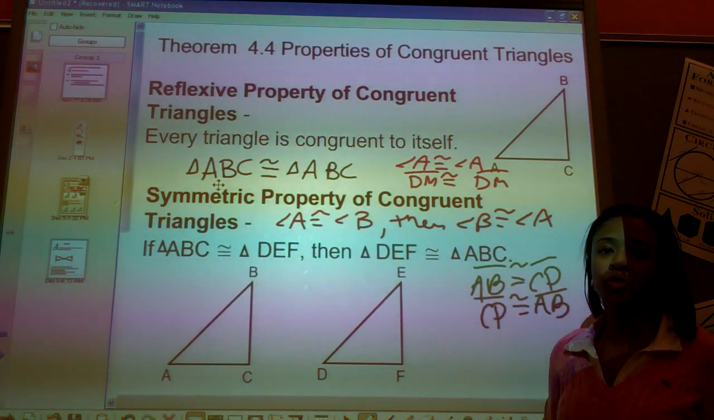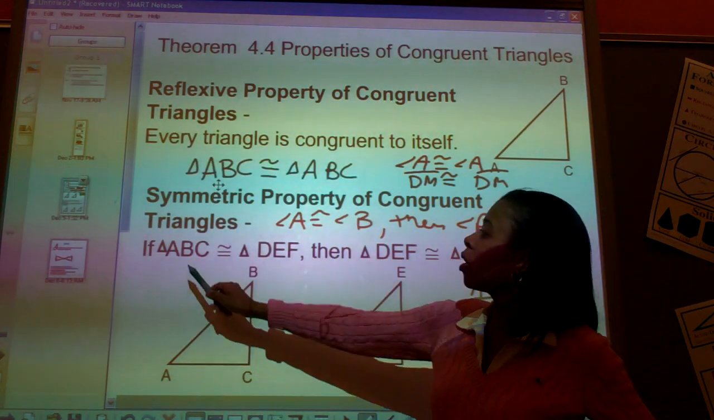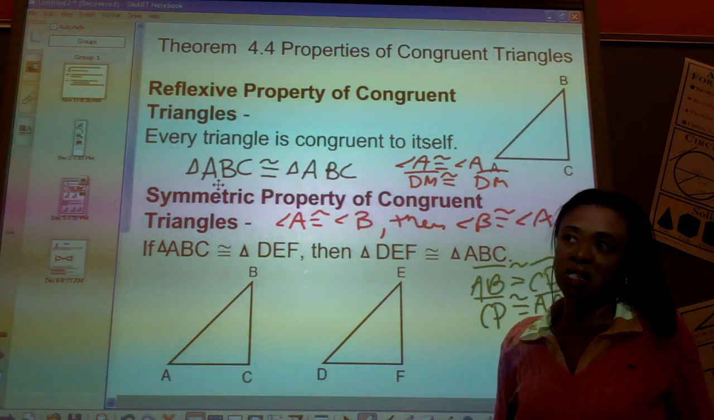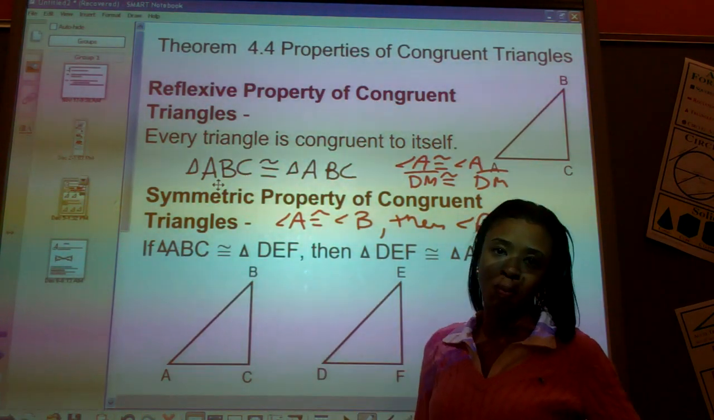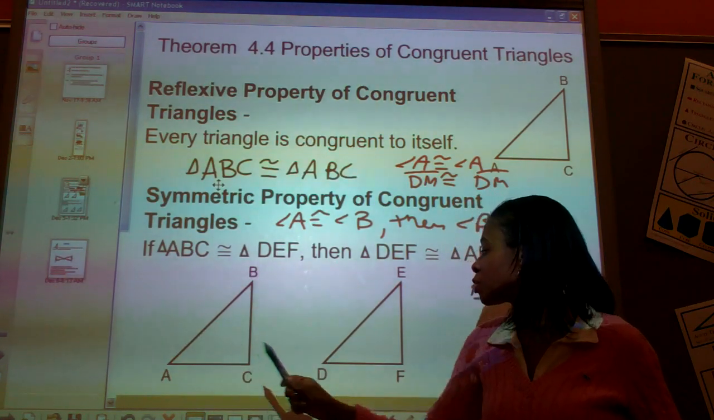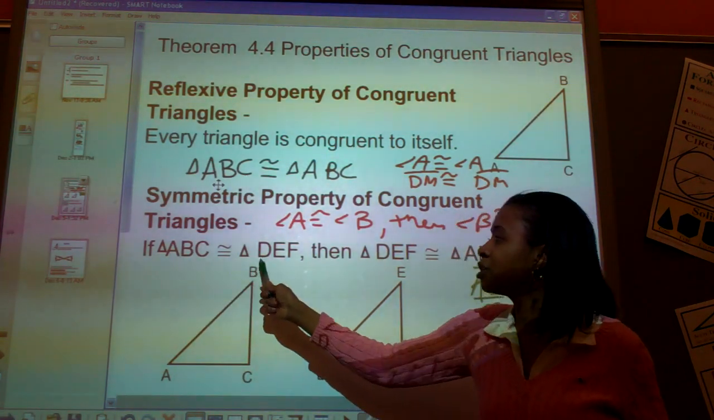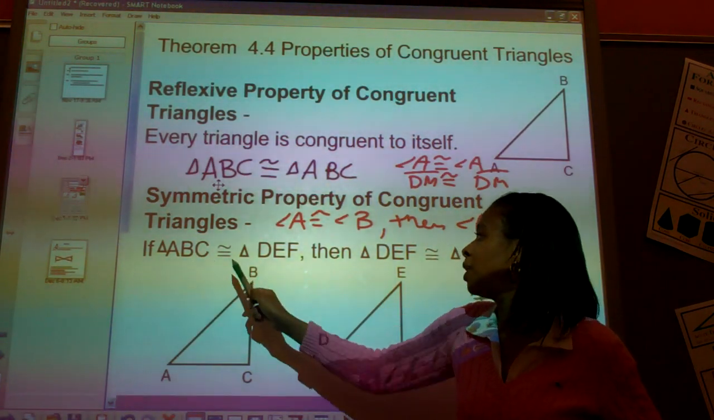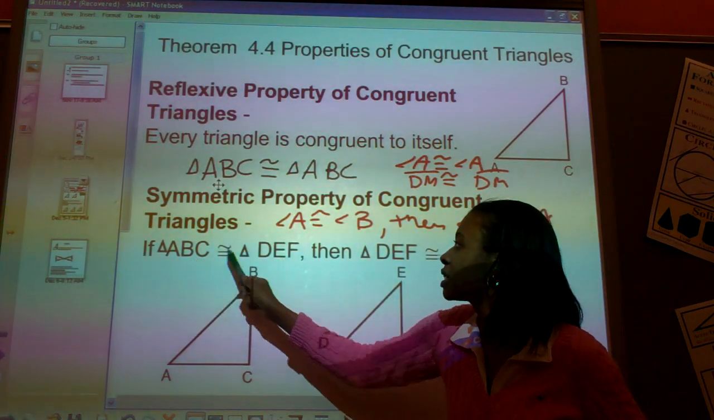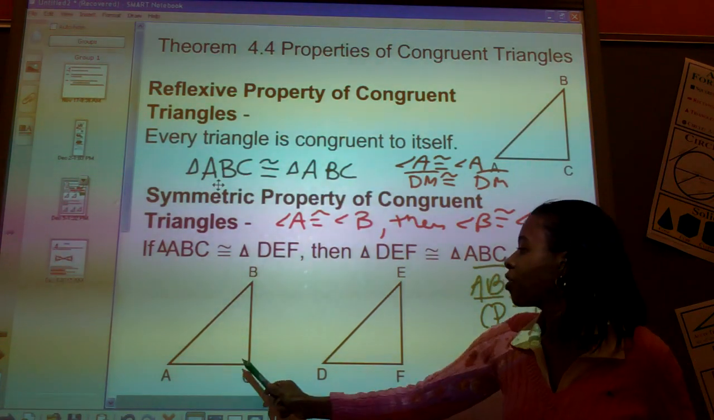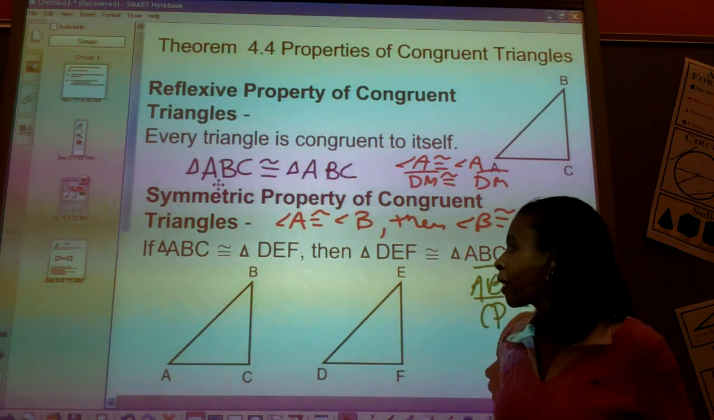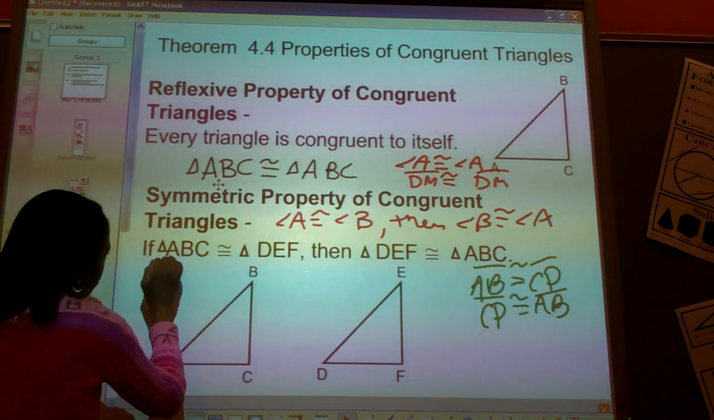I want to throw in a quick pause here to remember that when you write a congruence statement, each angle must be lined up with what it corresponds to. Angle A corresponds to D, so they're in the first position together. Angle B corresponds to E, so they're in the second position together. And angle C corresponds to F, so they're in the third position together.